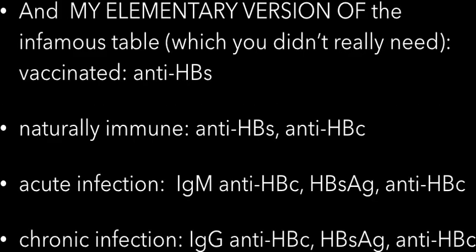So here's my elementary version of the infamous table. For vaccinated, the only serology that's positive is anti-HBs, because that means that the person was exposed to the virus but is not infective. A naturally immune person would also have the anti-HBs positive because he was exposed to the virus but is not infected. But he also has the anti-HBc, which is like a tattoo that says that he had the infection.